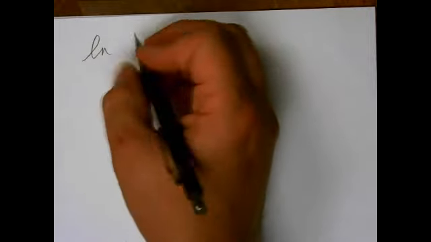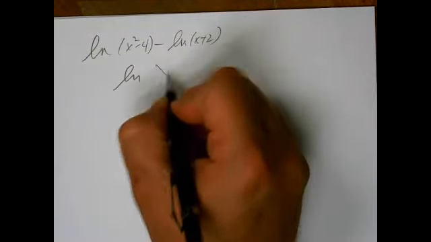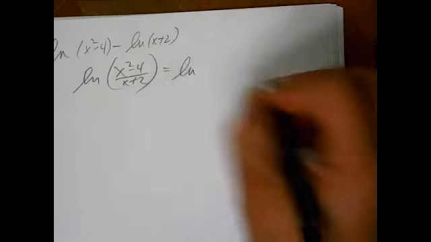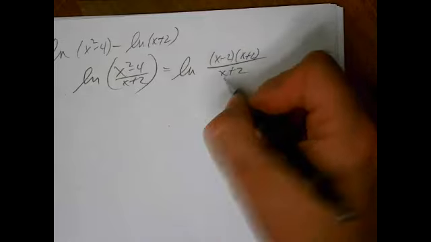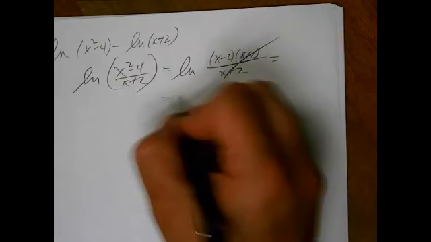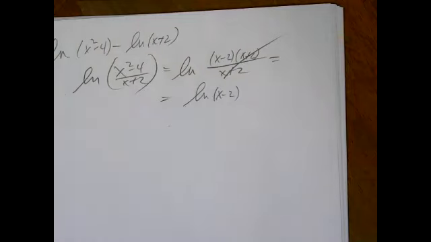For example, if I had the natural log of x squared minus 4 minus the natural log of x plus 2, remember subtraction will turn back into division. But in this instance, I have a fraction that I can do some work with. X squared minus 4 is an x minus 2, x plus 2, over the x plus 2, and the x plus 2's can cancel. So we simply end up with the natural log of x minus 2, all right?